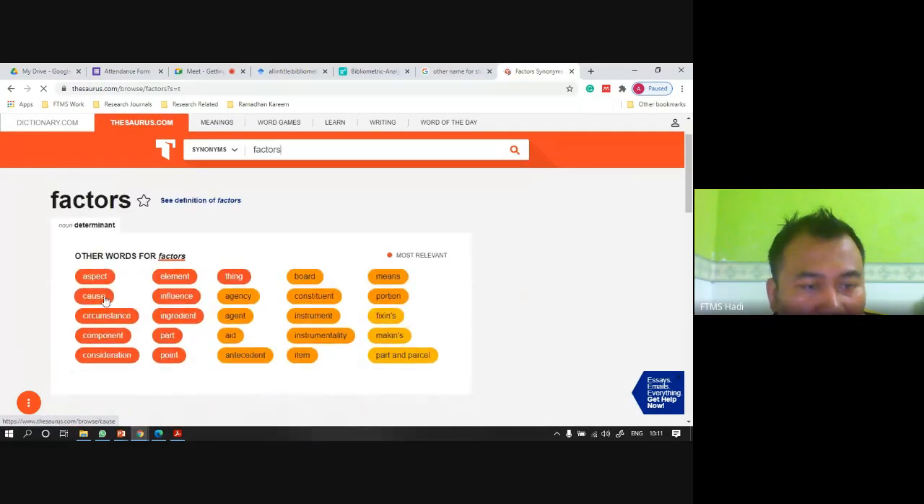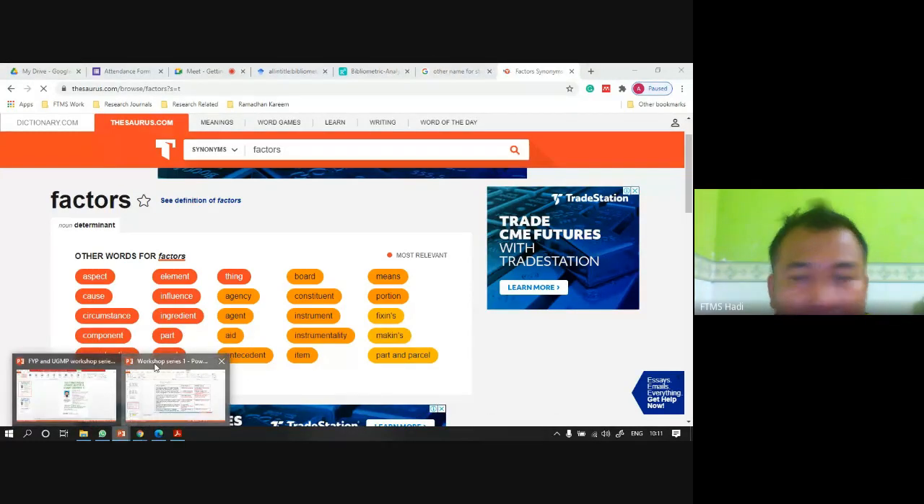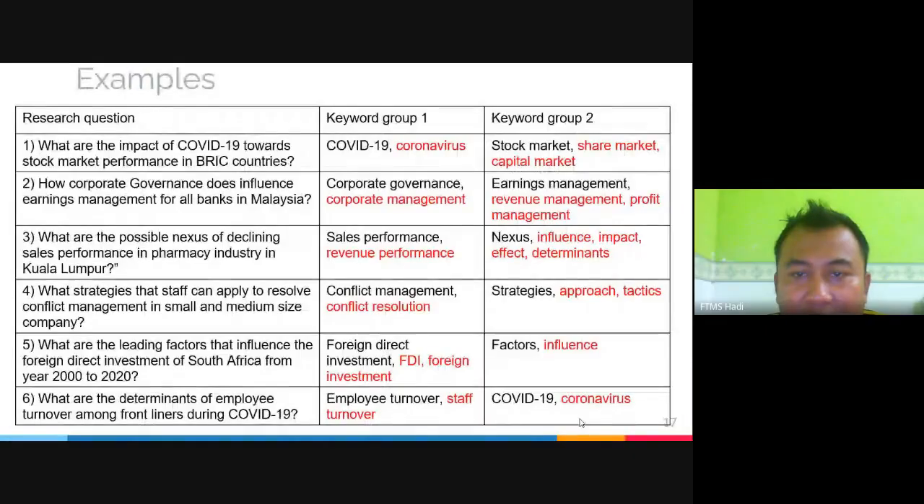Okay, you can come up with cause, antecedents. Yes, antecedent is also one of them as well. So in this one, the red one means the word after the first keyword that you diversified. This COVID-19, you diversified to become coronavirus. Stock market, you diversified to become share market or capital market.